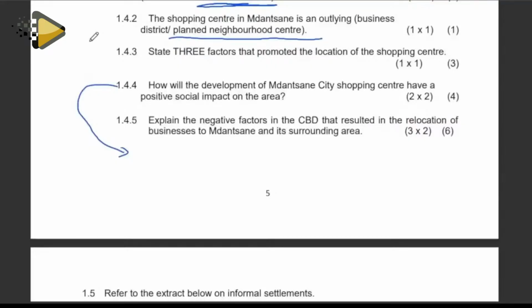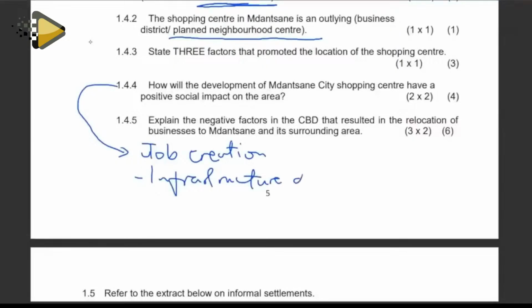So we can say because of that, there is job creation. People are going to benefit because there is job creation. Those businesses need people who are going to work for them, and automatically they are going to employ people in the vicinity. And people are going to benefit. And also, infrastructure development. The area is going to have infrastructure being developed, for example, roads or water facilities.